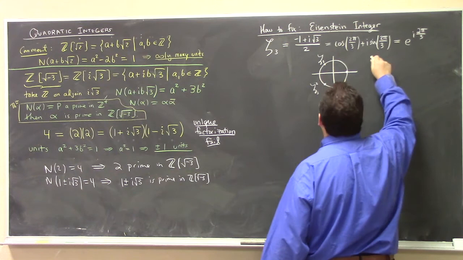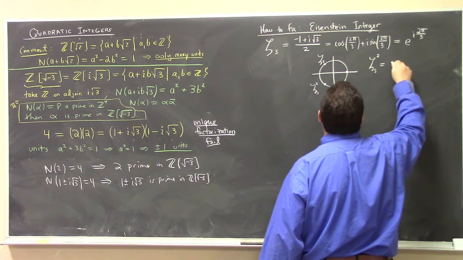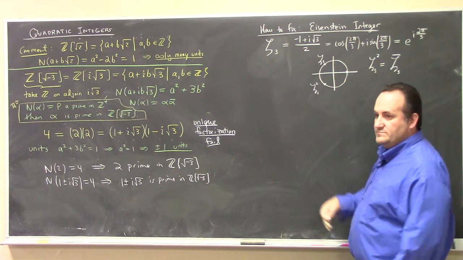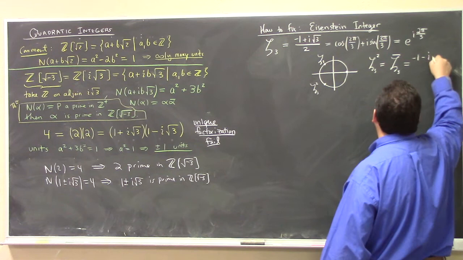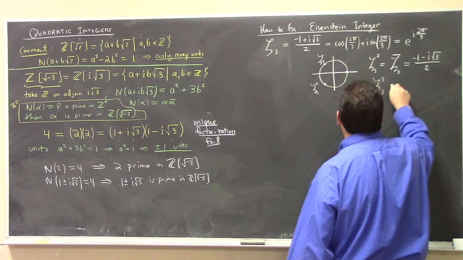So squared is actually the conjugate. See, it just flips it over. And so, of course, that's easy to write down. That's minus 1 minus I root 3 over 2, right? And then finally, the cube is 1 again. So that's how this works. This is the third root of unity.